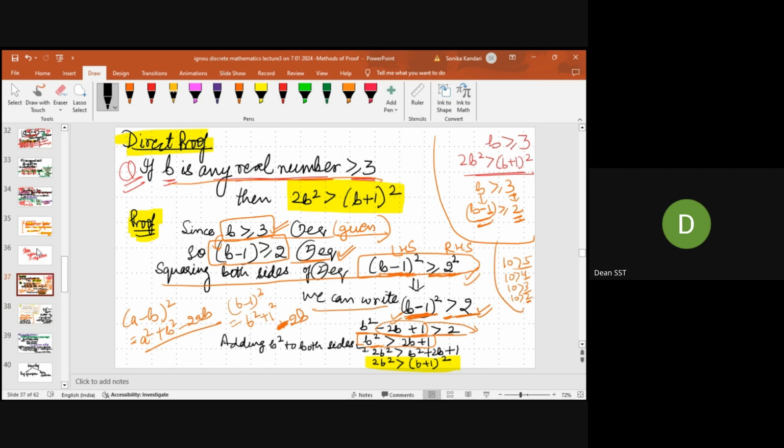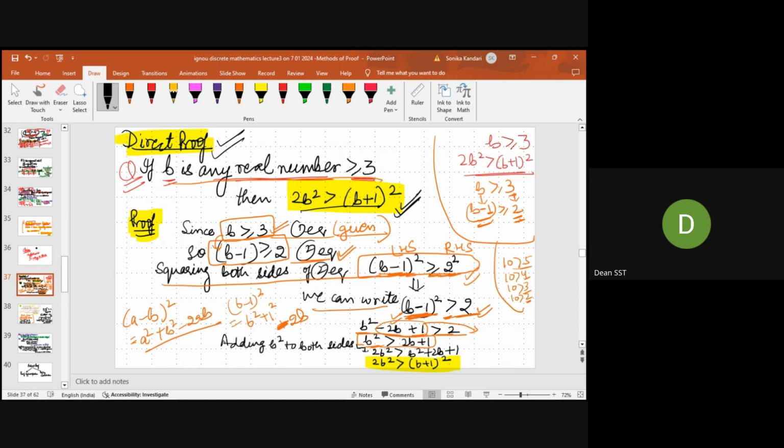It is in very simple form: 2b square is greater than (b plus 1) whole square. And what we need to prove? 2b square is greater than (b plus 1) whole square. So we have proved. This is the direct proof method.